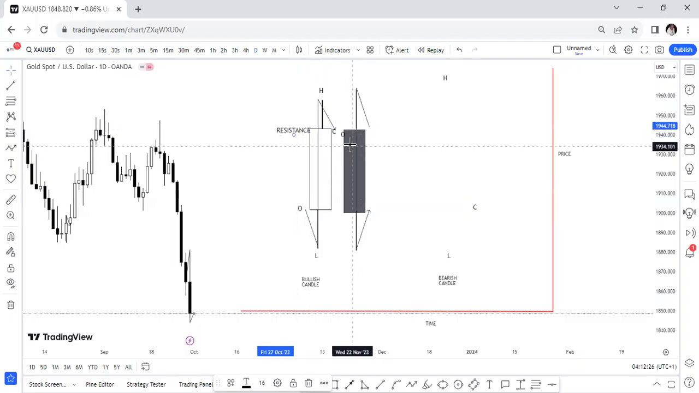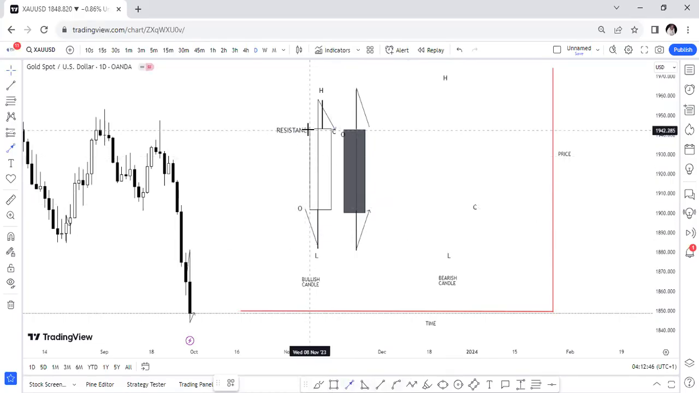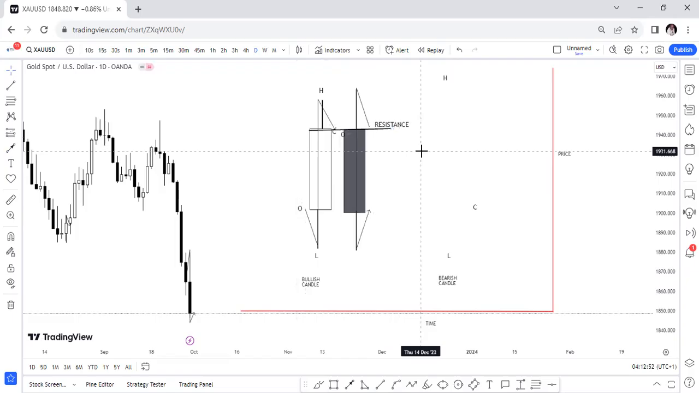Then price will open the second day, or the next session, it opens here and moves higher, then downward. So this place now becomes what we call the resistance level. This is now the resistance level.